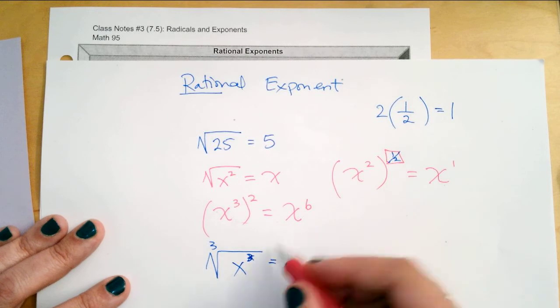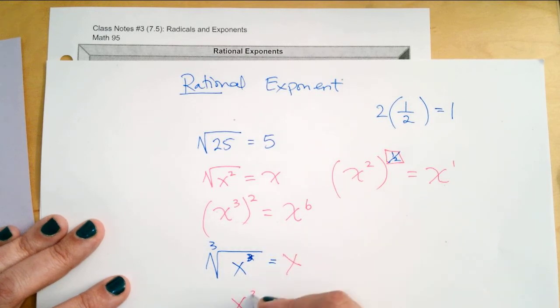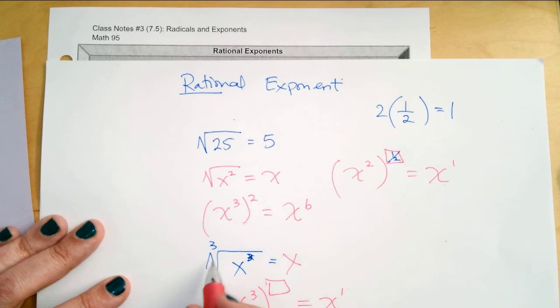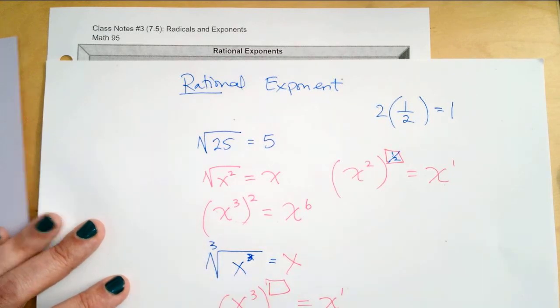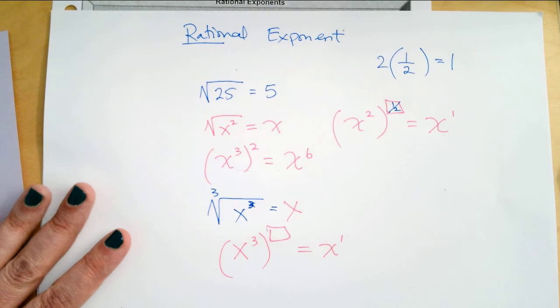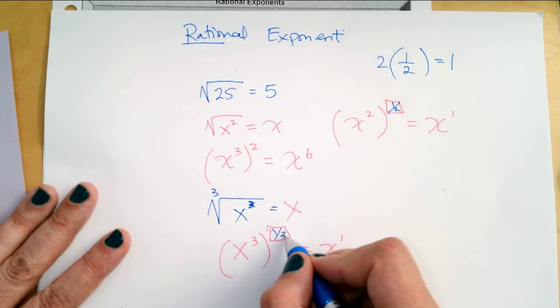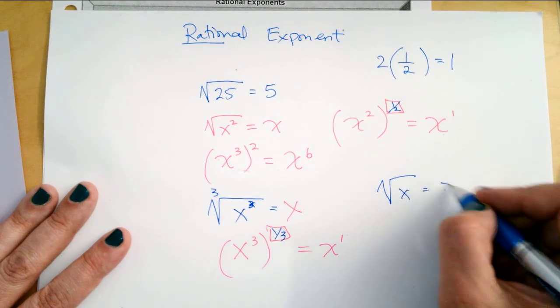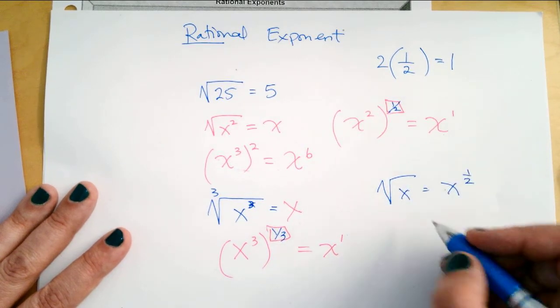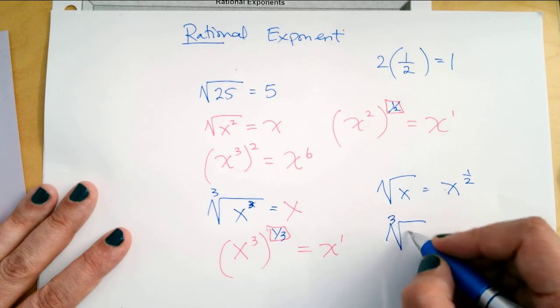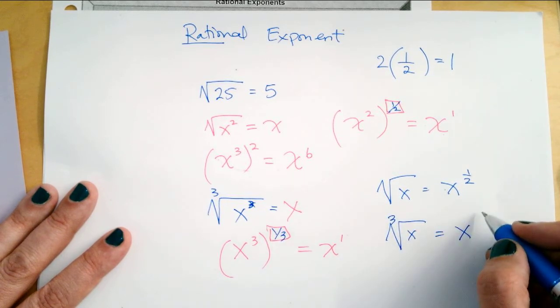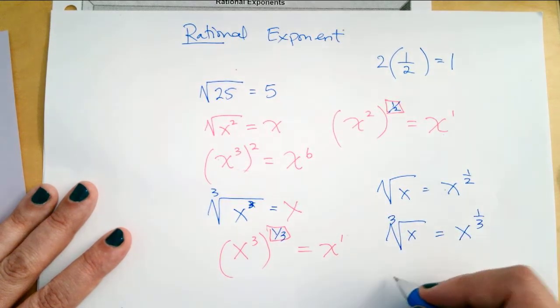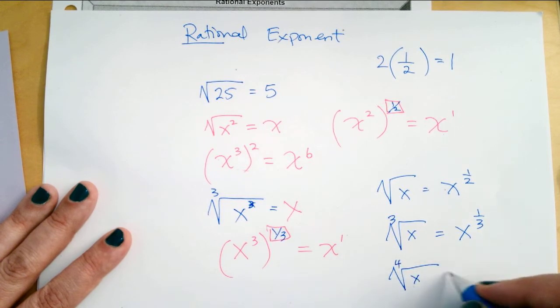Is x. So x to the third to what power gives you x to the first? What's this as an exponent? The cube root as an exponent is the 1/3 power. So that means the square root of x is x to the 1/2. The cube root of x is x to the 1/3. The fourth root of x is x to the 1/4.